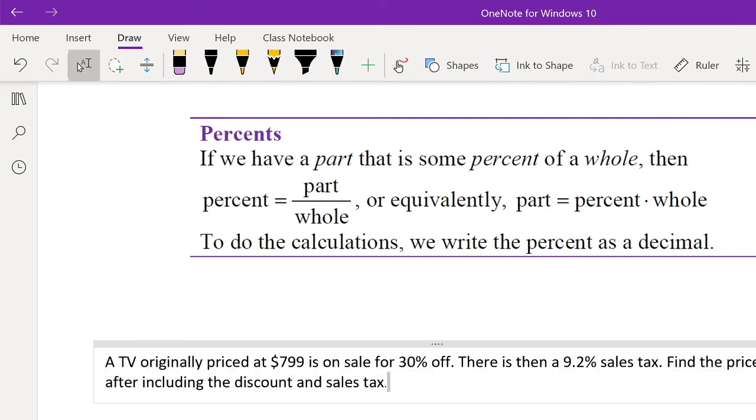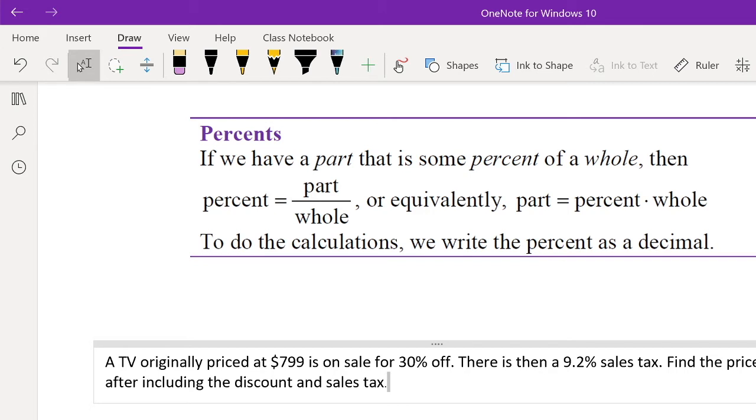All right. Okay. So here's a percentage problem. It's a bit more involved. There's a story behind it. All right. So let's read through this. It says a TV originally priced at $799 is on sale for 30% off. There is then a 9.2% sales tax. All right, find the price after including the discount and the sales tax.